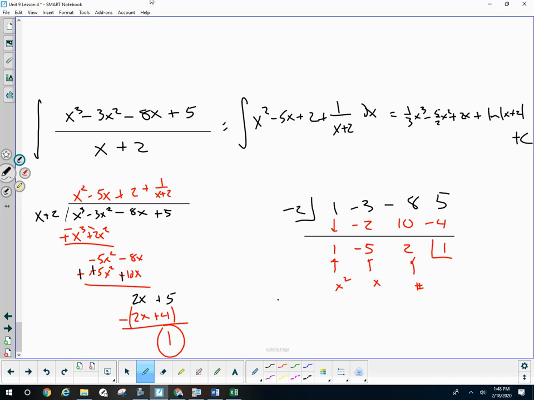with polynomials. Numerator greater than denominator. So that's part of your expectations. You'll see those on your homework.